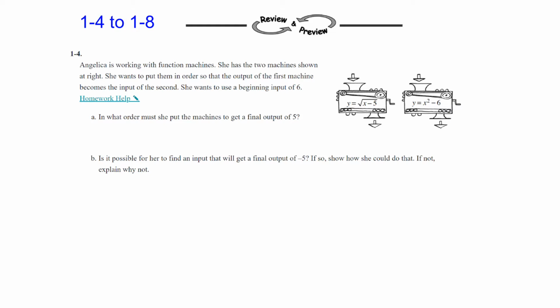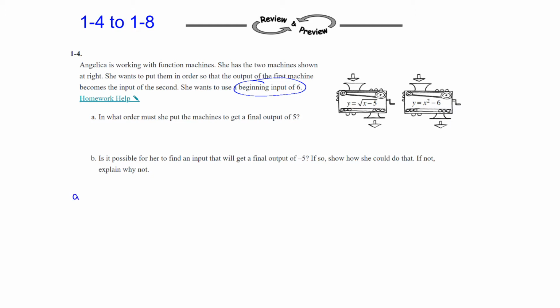Question 4. Angelica is working with function machines. She has two machines shown at right. She wants to put them in order so that the output of the first machine becomes the input of the second machine. She wants to use a beginning input of 6. So we know the beginning input, no matter which one we plug it into first, is going to be 6.